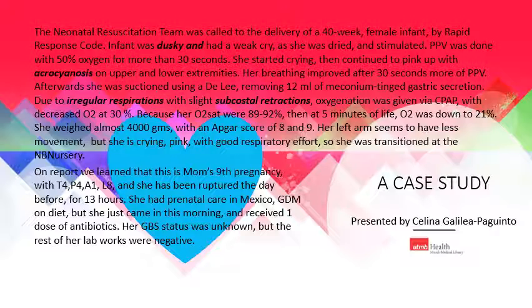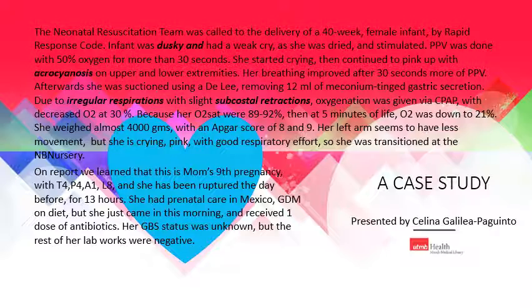Afterwards, she was suctioned using a DeLee, removing 12 ml of meconium-tinged gastric secretion. Due to irregular respirations with slight subcostal retractions, oxygenation was given via CPAP, with O2 at 30%. Because her O2 sats were 89 and 92, then at 5 minutes of life, O2 was decreased to 21%. She weighed almost 4,000 grams and had an APGAR score of 8 and 9. Her left arm seems to have less movement, but she is crying, pink, with good respiratory effort, so she was transitioned to the newborn nursery.